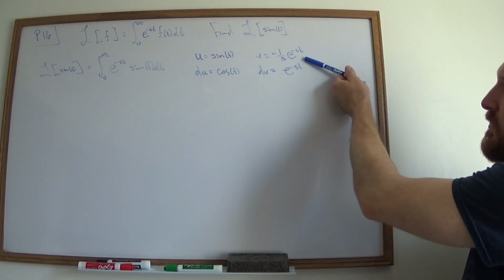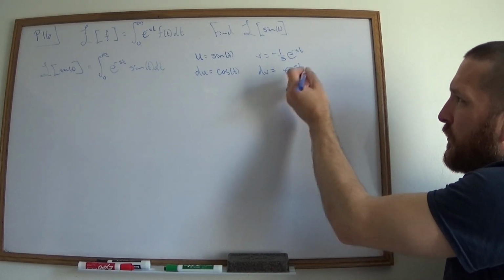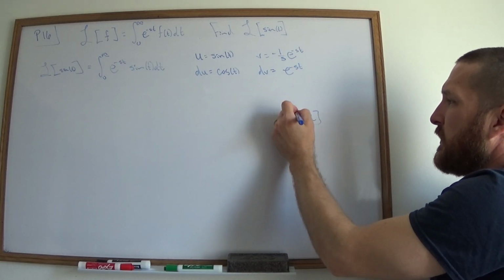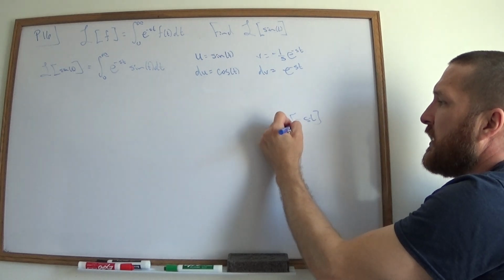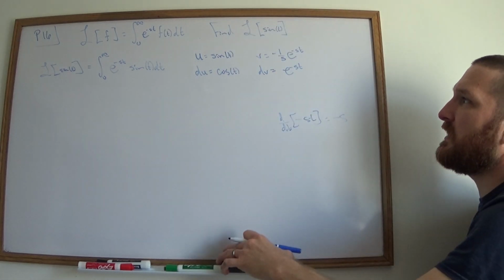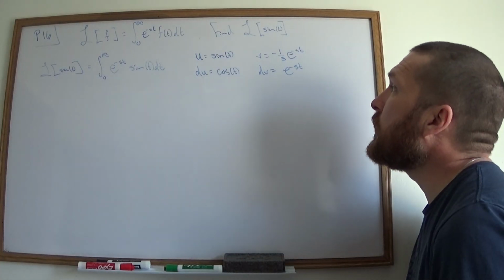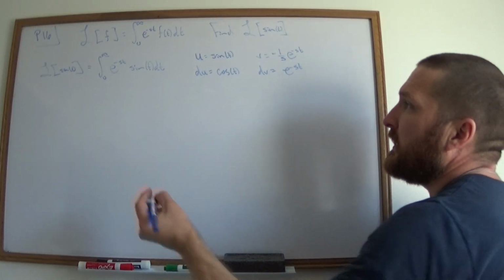Let's just check. Take the derivative of this, you get e to the minus st. What pops out? Well, the derivative of minus st with respect to t, which is just a minus s. So the minus s pops out, kills the negative 1 over s, and we're back to where we started. So that looks good. So uv minus the integral of v du.